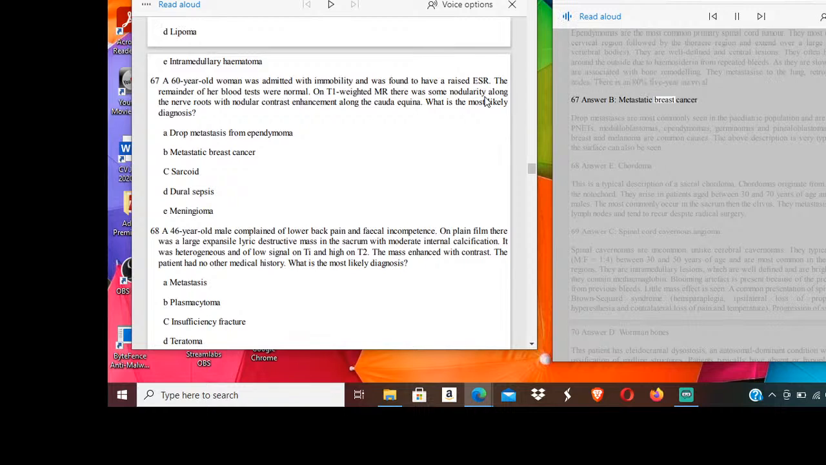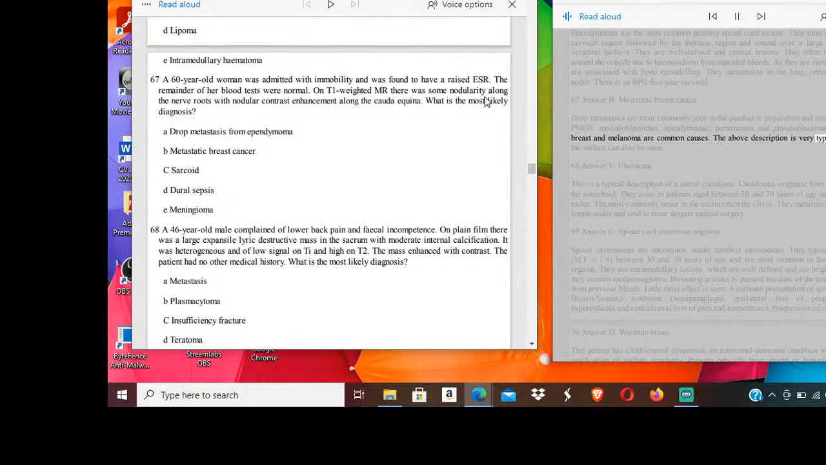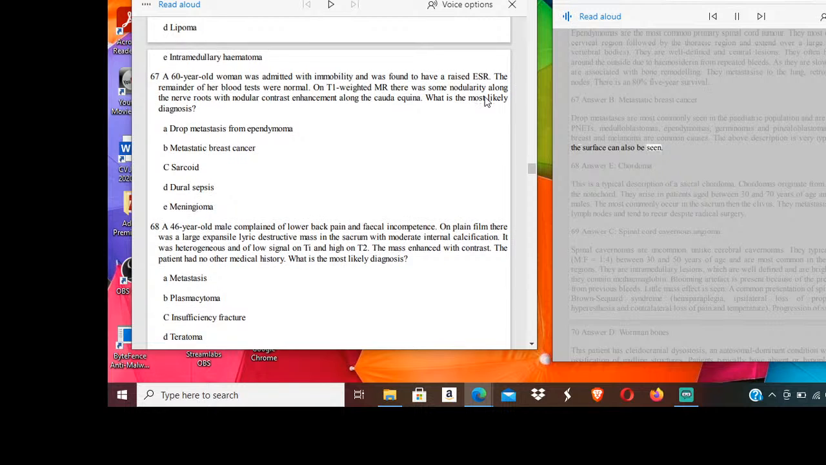67. Answer B. Metastatic breast cancer. Drop metastases are most commonly seen in the pediatric population and are most commonly due to PNETs, medulloblastomas, ependymoma, germinomas, and pinealoblastomas. In adults, metastatic breast cancer and melanoma are common causes. The above description is very typical. Irregularity along the surface can also be seen.